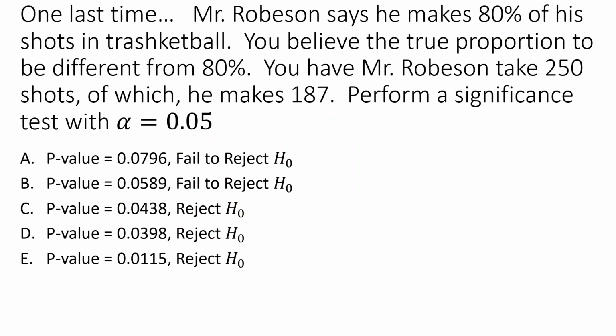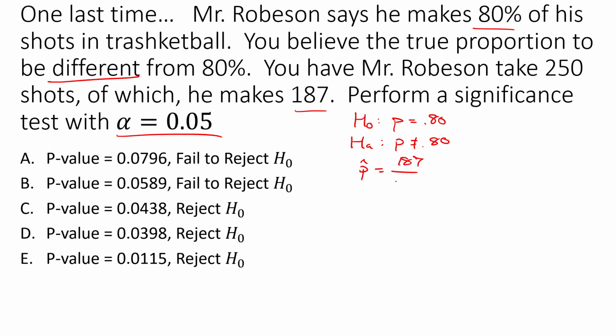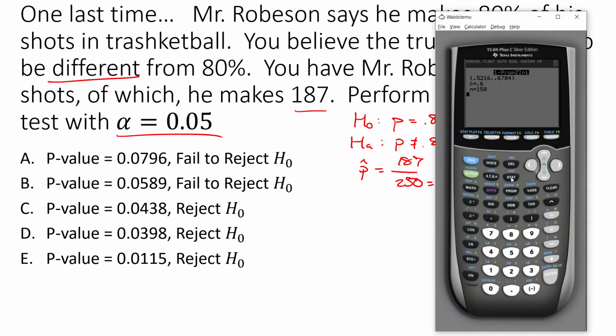All right, so here's another quick example of a two-sided test. So again, my 80% making trash can ball shots. So my null is that p is 80%. My alternative, you believe the true proportion is different. So that p is not equal to 80%. And let's see, we've got our alpha here. We've got our p hat is, I make 187 out of 250. So that's my n. And it is a multiple choice question, so I'm just going to go straight to my calculator and plug in the numbers.